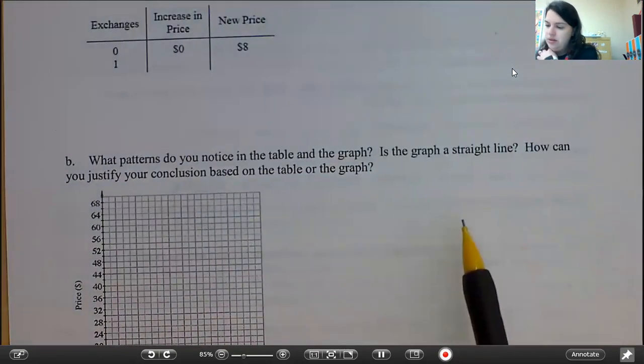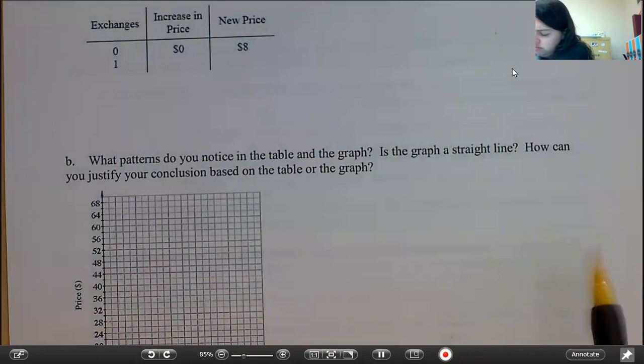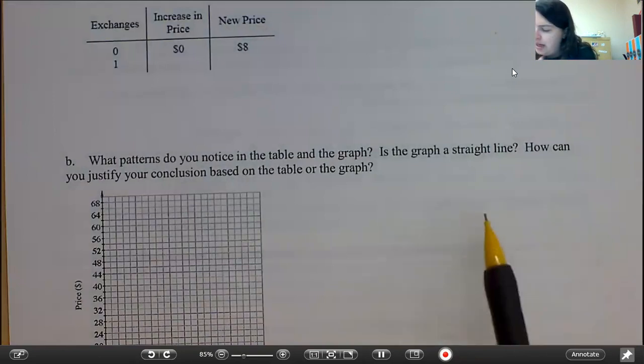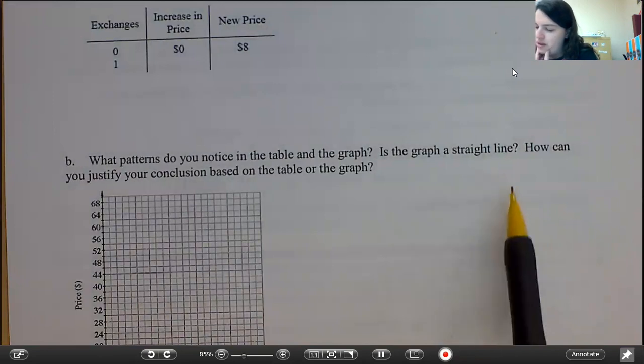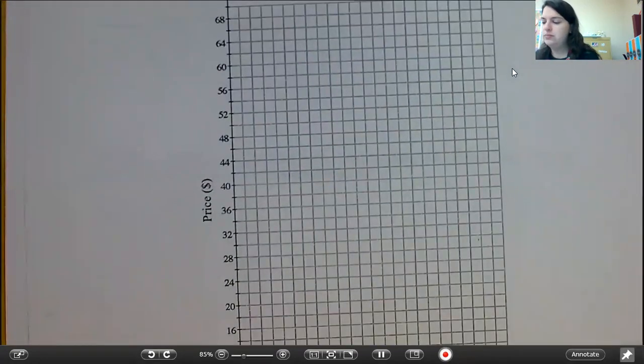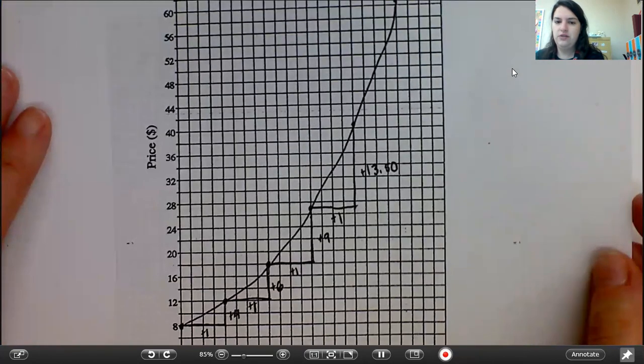B says, what patterns do you notice in the table and the graph? Is the graph a straight line? How can you justify your conclusion based on the table or graph? So go ahead and now graph these points that we just came up with in the table on your resource page. Do that first. If you're back with me, you've graphed. This is what your graph should look like for this one.